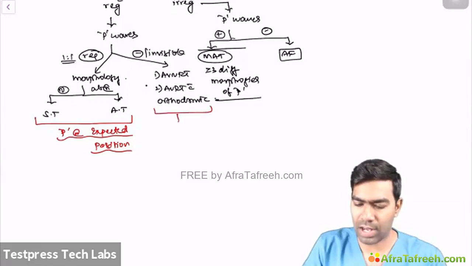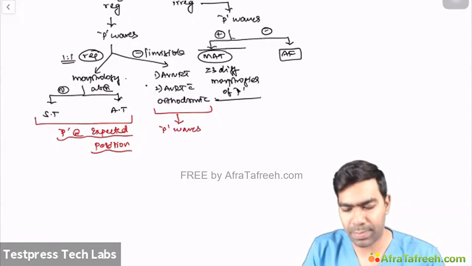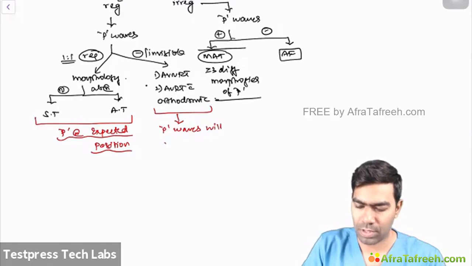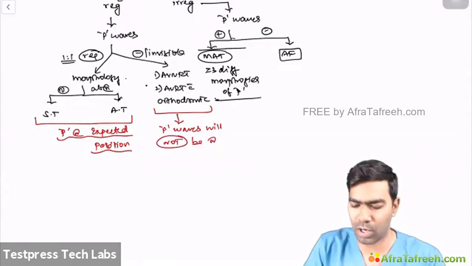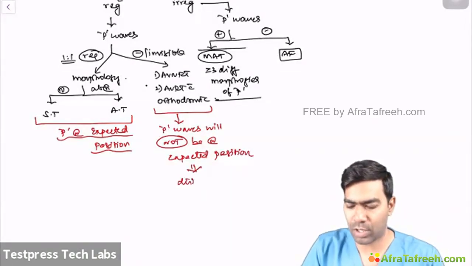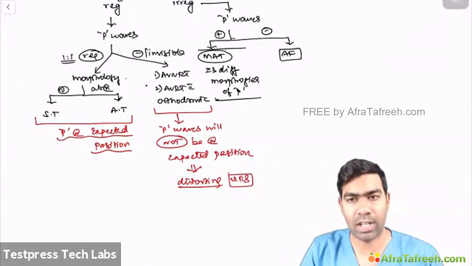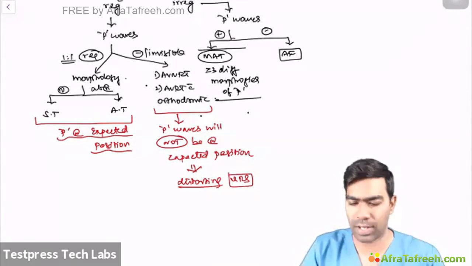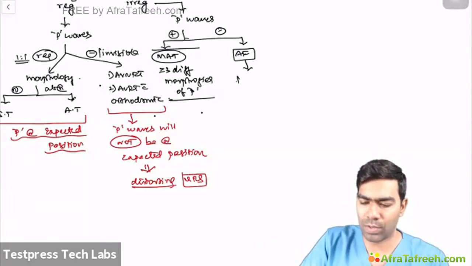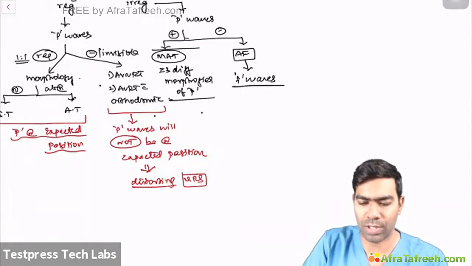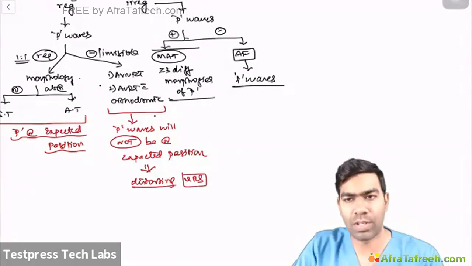Whereas in AVNRT and AVRT with orthodromic conduction, the P waves will not be at the expected position. Even if you see a P wave kind of appearance, it will not be at the expected position. Most of the time, P waves will be distorting the QRS complexes. It will be within the QRS most of the time and will distort it. That is how AVNRT or AVRT with orthodromic conduction behave. And in atrial fibrillation, you know very well, you will see fibrillatory waves sometimes, which you should not confuse with P waves. That's one of the important things.